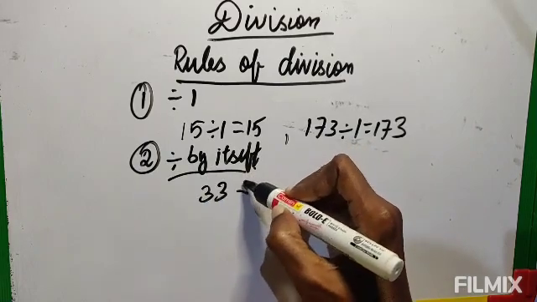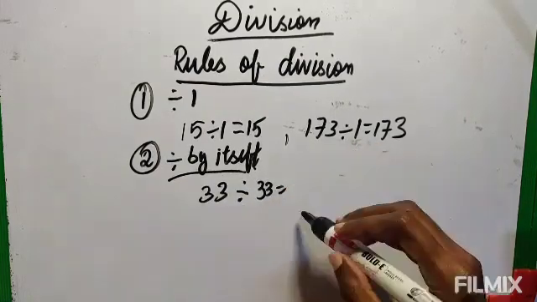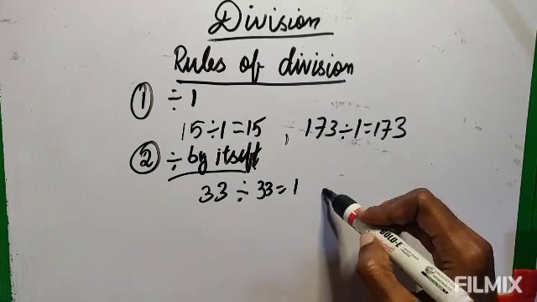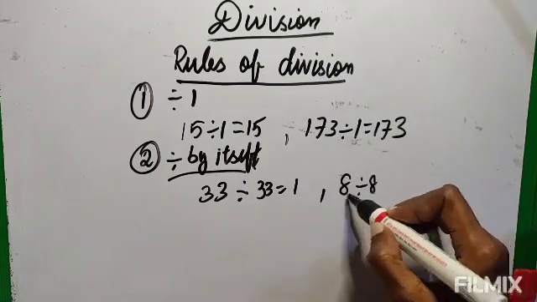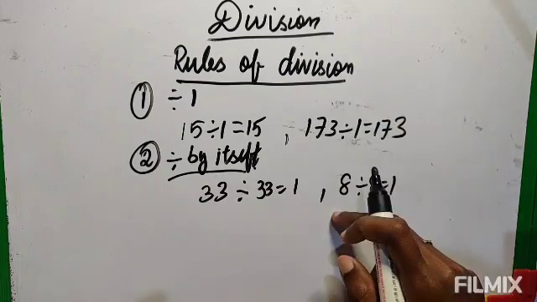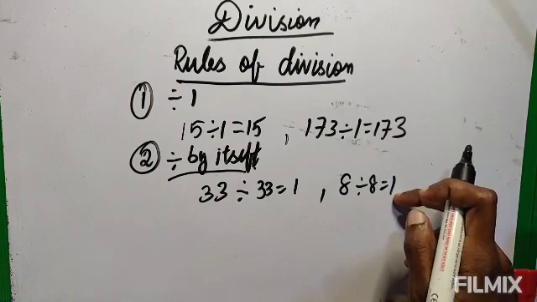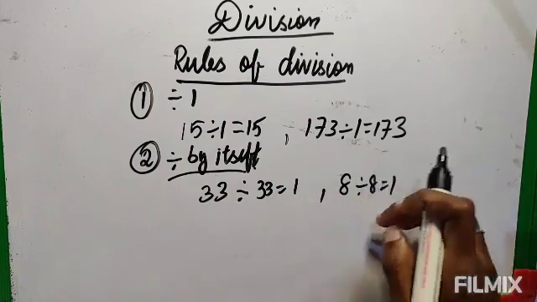33 divided by 33. How many 33s are there in 33? Only one 33. Now if you take 8 divided by 8, how many 8s are there in 8? Only one 8. So if you divide any number by itself, the quotient is 1.